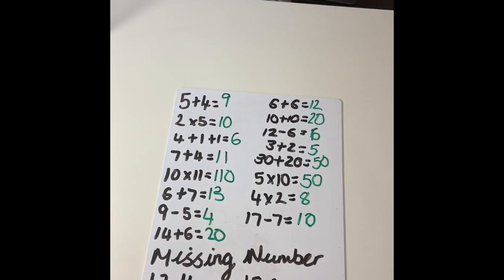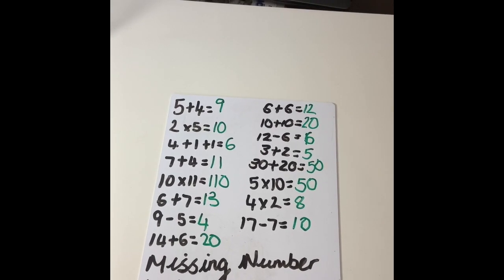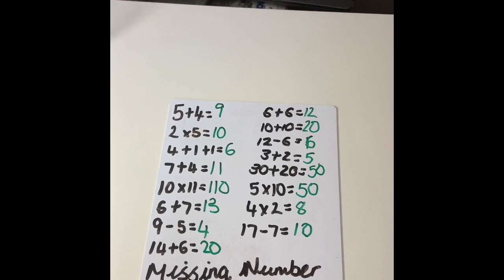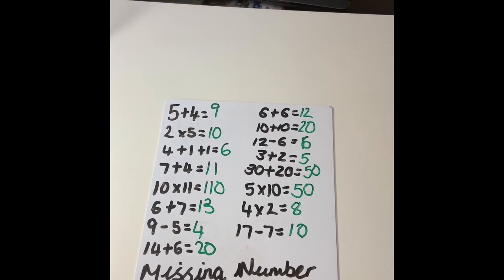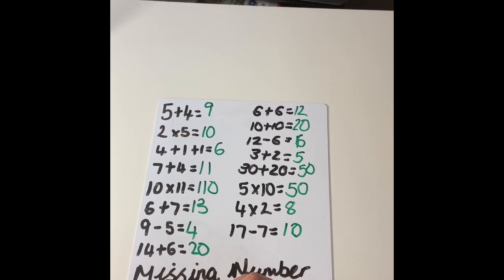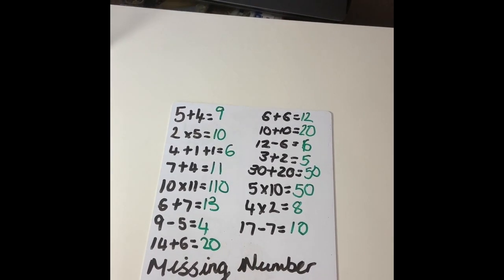Now, our missing numbers. 12, 14, I can see they're counting up in 2s. So 12, 14, 16, 18, 20, 22, 24. I hope you got all those right.